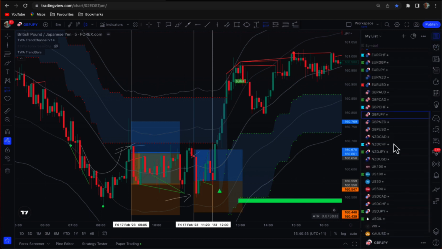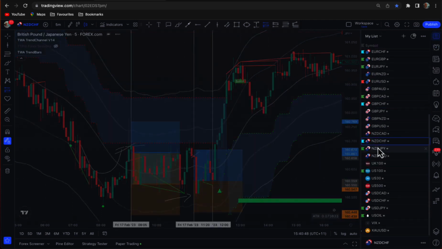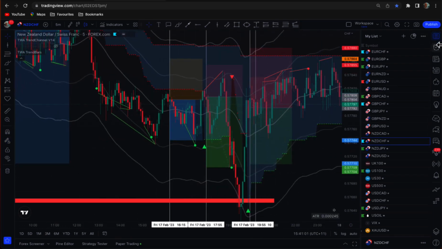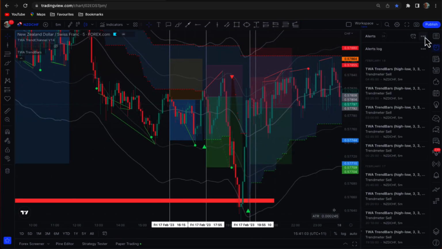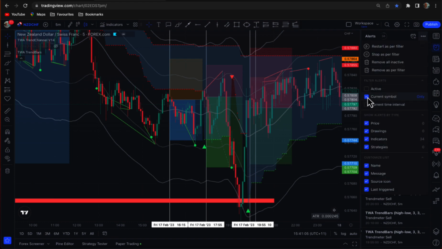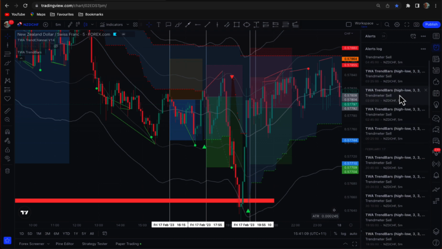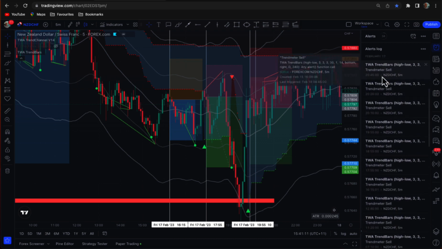Let's just, I don't know, another random, wiggle it up and down and hit. Okay, there's New Zealand Swiss. We're looking at the 17th. Okay, go to the alerts. And remember, I've selected these three dots and we've gone current symbol. So we're only seeing the alerts for this one. So we'll scroll down and have a look at Friday.